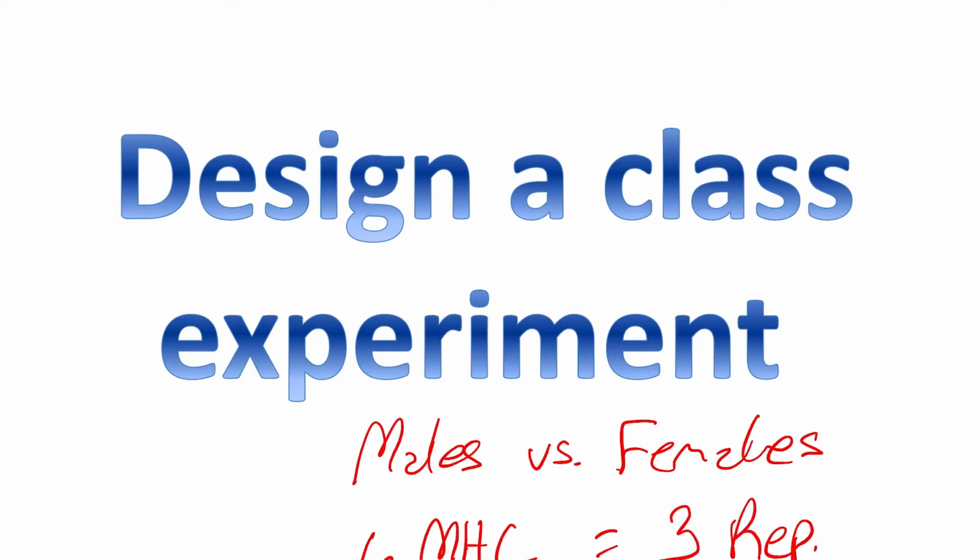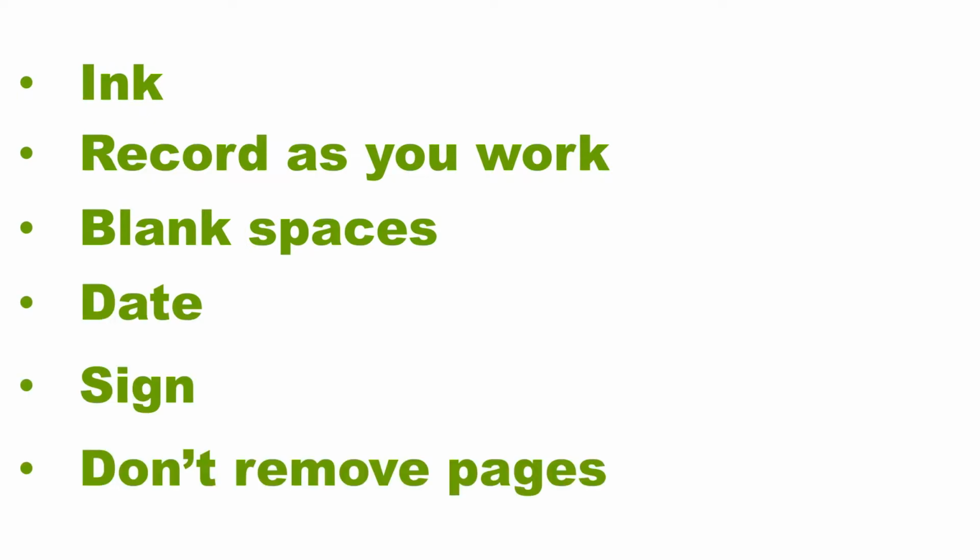So we'll have 3 replications for this experiment. All right, so we're going to get into our experiment a little bit. I have everything written out for you guys. You should write all of this down in your miniature lab notebook. These are very important things for you guys to remember and put down in there, okay? So you have to always use ink.